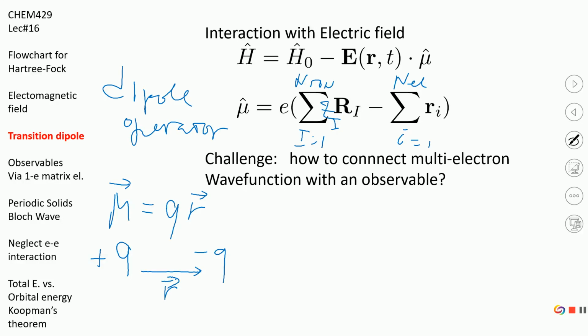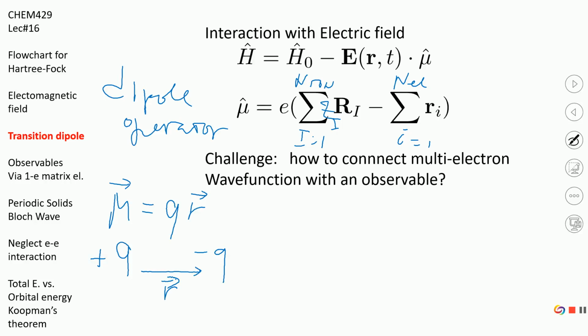So, dipole and electric field. What is a dipole? It is a charge, positive charge, negative charge, and the distance between them. What if we have a molecule with many positive ions and many negative electrons? How do we formulate the dipole operator?